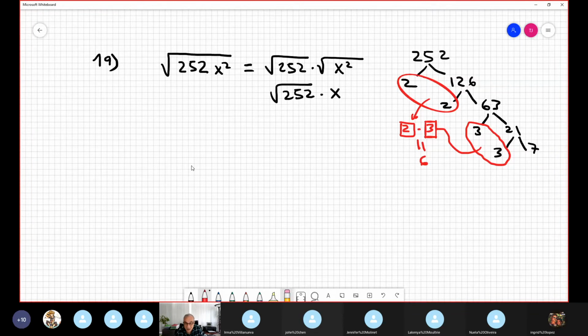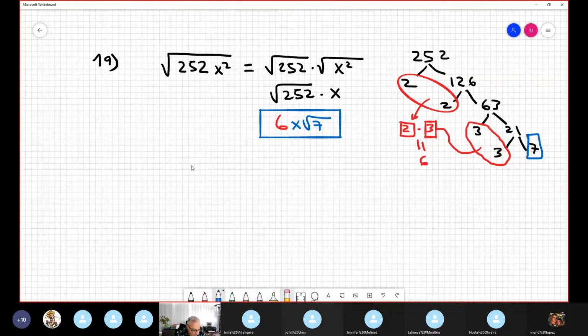Entonces, stay inside the radical the 7, that stays alone, single, doesn't get married. And this x outside. And this is the final answer. Like option D, no? I guess so. Do you understand this very well or no?